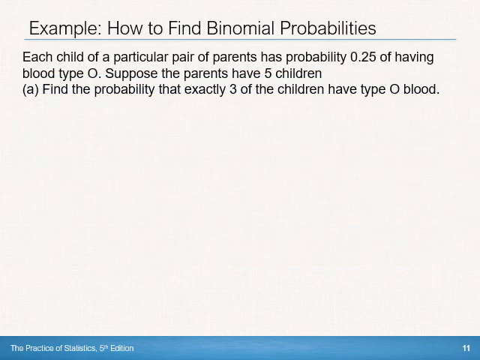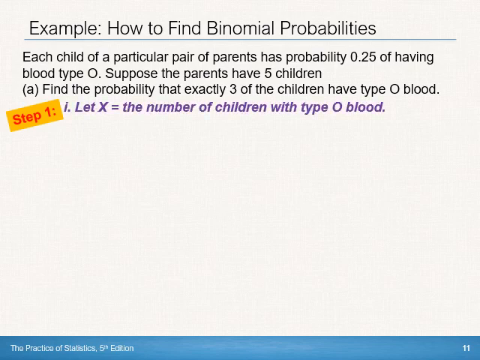All right, so let's go back to this same example of the parents who are going to have 5 children. This time, let's calculate the probability that they will have exactly 3 children with O type blood. So step one, define a random variable. Let X represent the number of children that have O type blood. Remember that, theoretically, that could take on a value of 0. They could have 0 children with O blood, 1 child, 2, 3, 4, or 5.